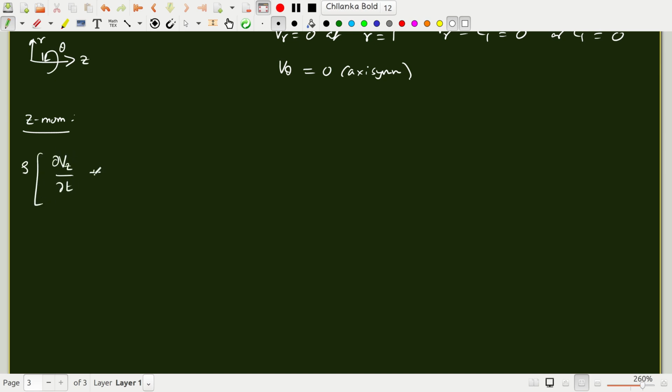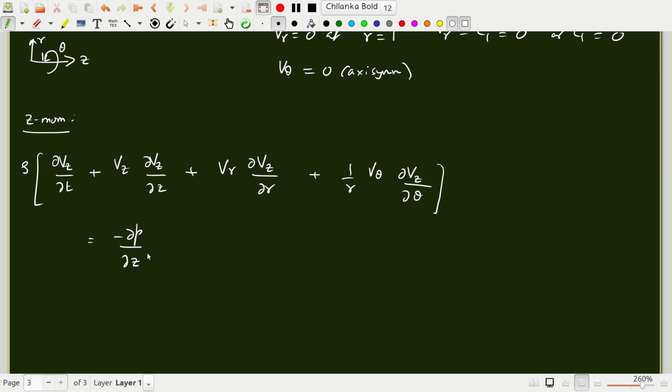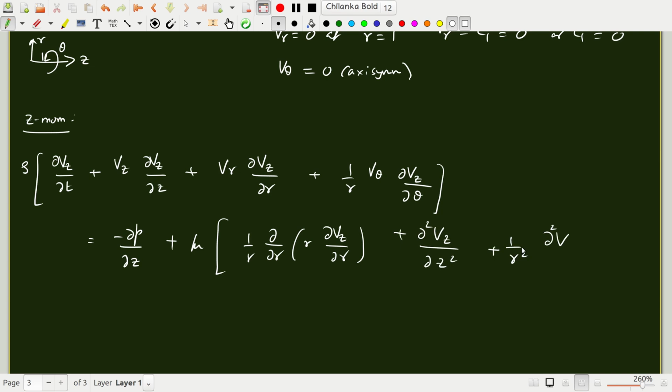Partial Vz partial t plus Vz partial Vz by partial z plus Vr partial Vz by partial r plus 1 over r V theta partial Vz by partial theta is equal to minus dP dz, the pressure gradient, plus mu times 1 over r partial r of r partial Vz by partial r, plus partial squared Vz by partial z squared plus 1 over r squared partial squared Vz by partial theta squared. Now let's drop all these terms which are 0 due to the assumptions.